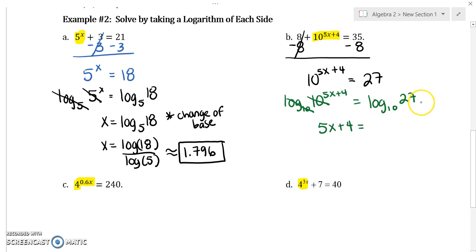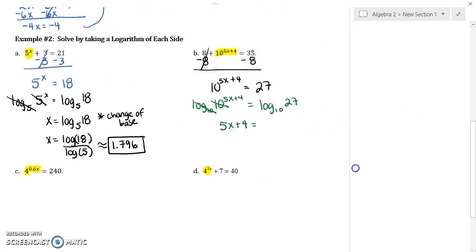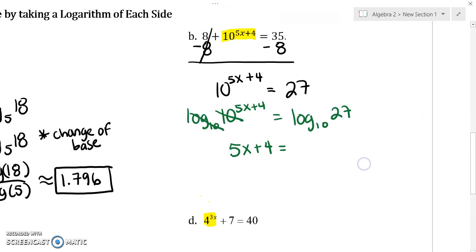And log base 10 of 27 is actually a number. Now what's nice is I don't have to change the base because I can use log 27 on the calculator because a log has a base 10 already. So once I type that into the calculator, I am getting 1.431, and then I would solve this as if it was Algebra 1 by subtracting 4 on both sides.